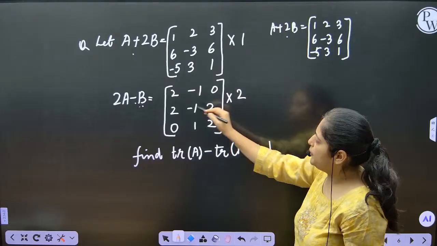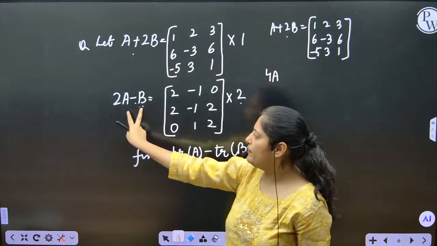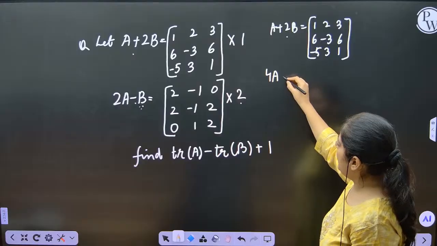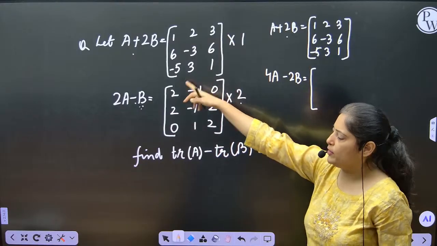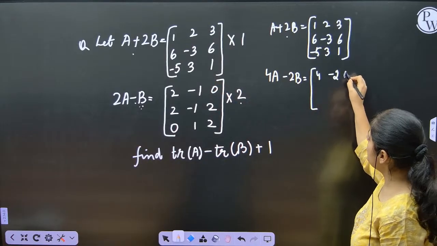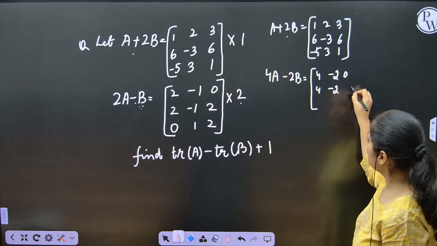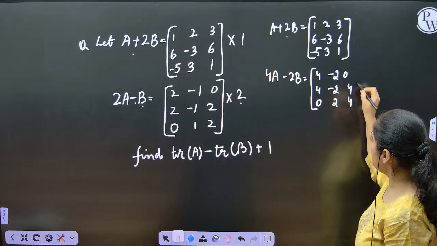And this will become 2 2s are 4. This 2 will be multiplied with both the matrices. So 4A minus 2B, this 2 will be multiplied with all the elements here now. 2 2s are 4, minus 2, 0. 2 2s are 4, minus 2, 4. 2 0 0, 2 1s are 2, 2 2s are 4.